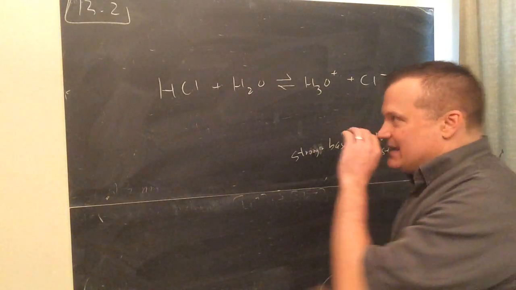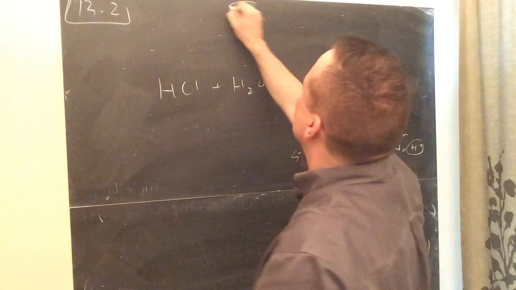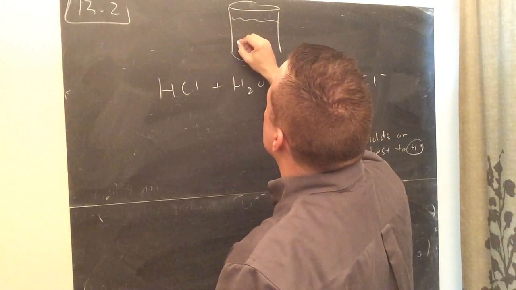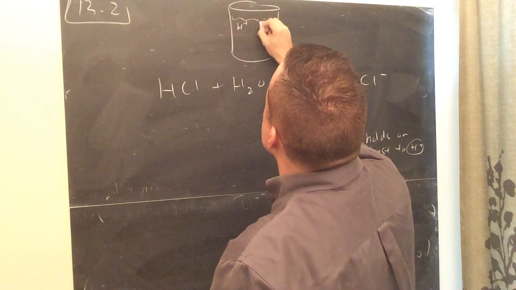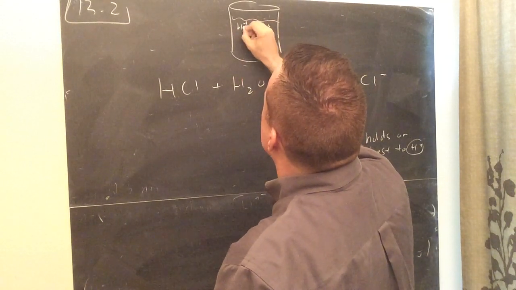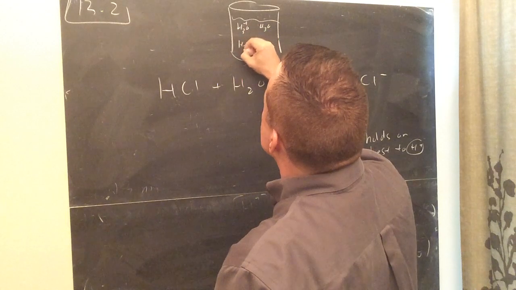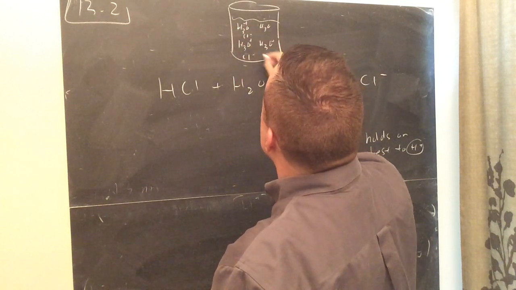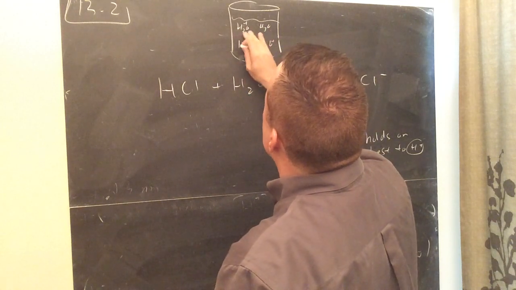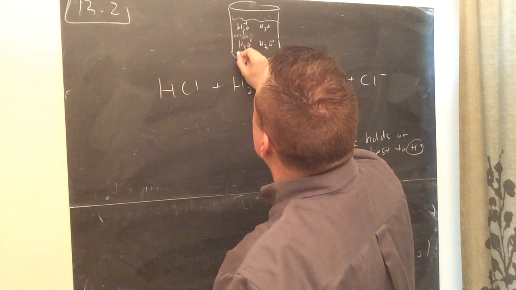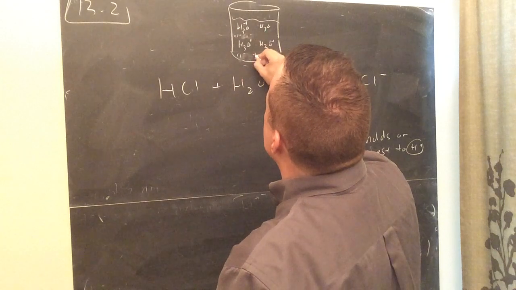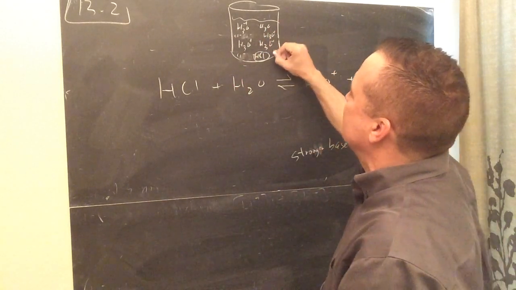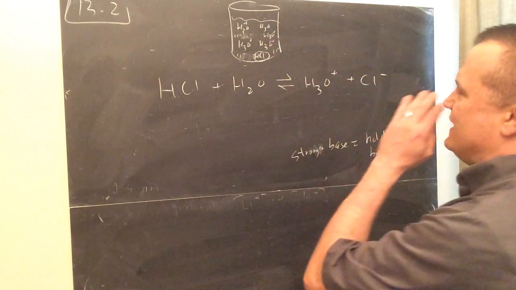All right, so think about this. If we put this in water, as we said on the last video, almost 100% of it is going to be H plus, actually H3O plus, and Cl negative. And we'll have a little bit of HCl, almost nothing. We'll just say almost all of our species are H3O plus and Cl negative. Okay, almost all of this is what you have.